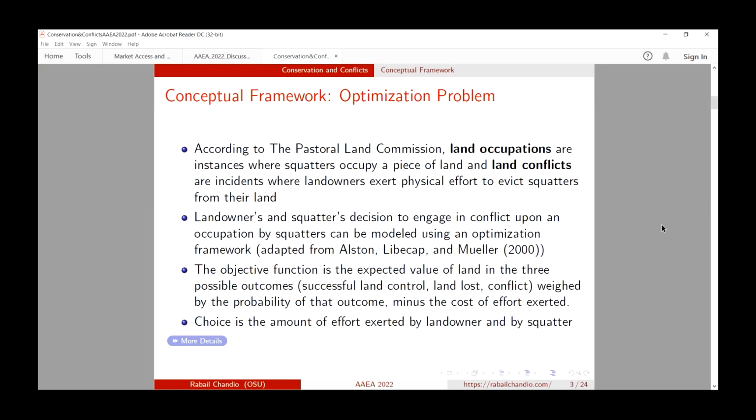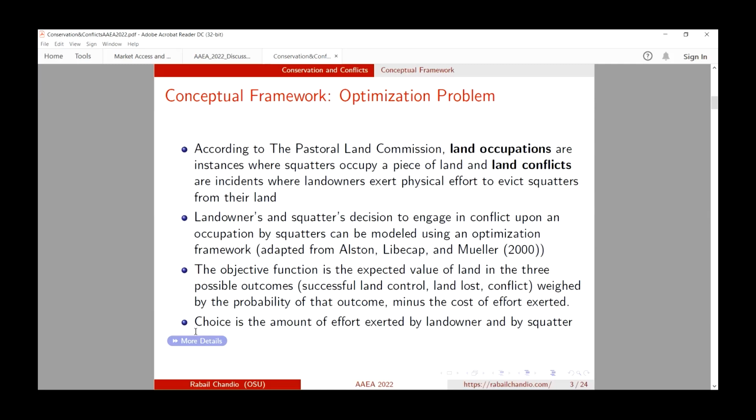And the conflict is defined for our purposes for the data as incidents where physical effort is exerted to evict the squatter and squatters are resisting that effort. So if all of this happens peacefully, then we wouldn't really see that being a violent conflict. And landowners' and squatters' decision to engage in conflict when a situation like this occurs can be modeled using an optimization framework. I adapt the framework that was established by Alston, Libecap, and Mueller in their paper in 2000.